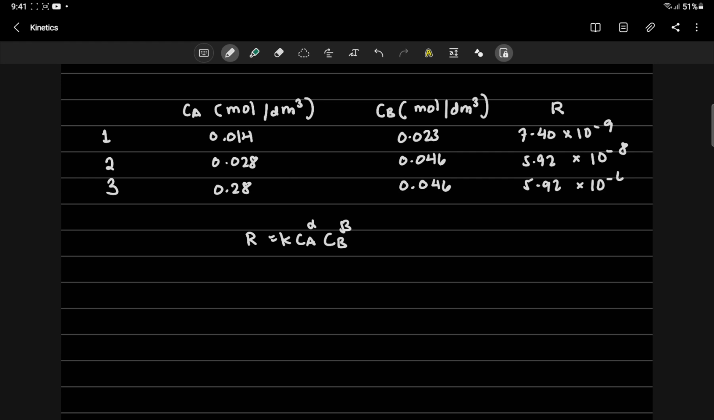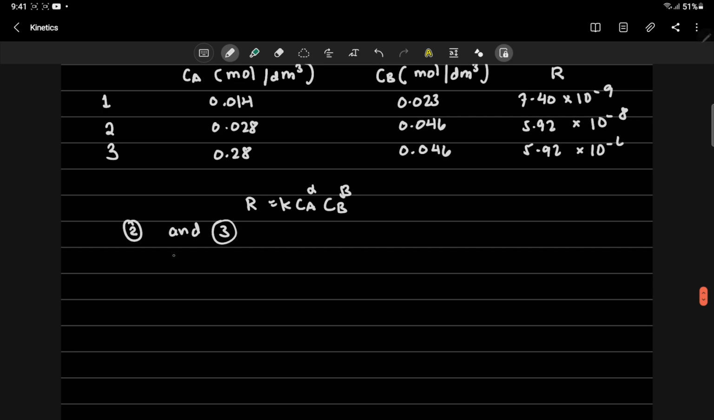So, one way to do this is we want to compare two rates or two reactions, and we have here reactions 1, 2, 3, wherein you were able to determine the data. So, we want to compare two sets of data one at a time. So, for example, let me consider first set 2 and 3. If we're going to compare sets 2 and 3, what we can do is divide the rate for 3 over the rate for 2. So mathematically that would be R3 over R2.